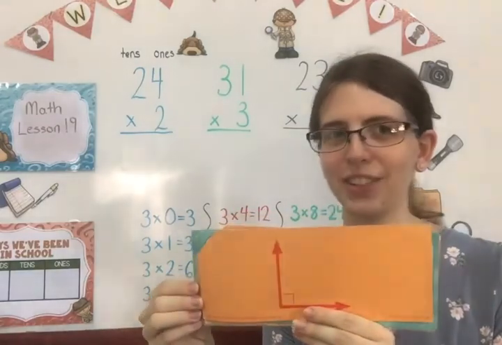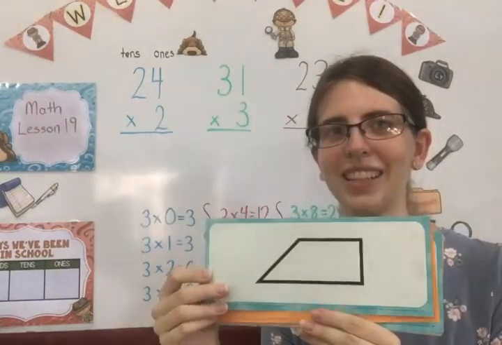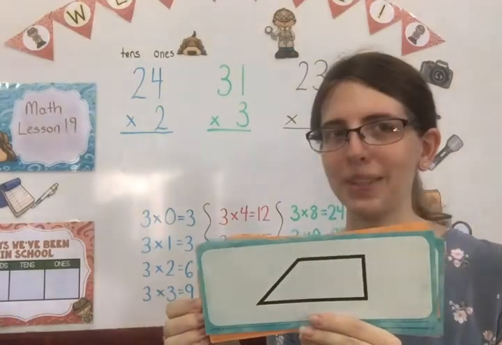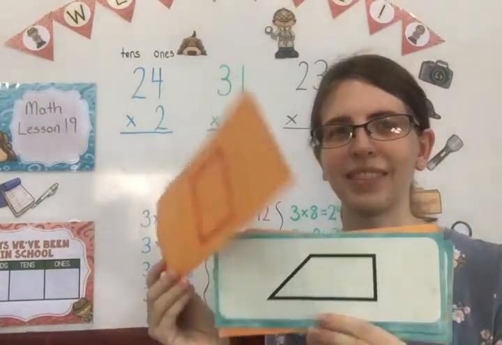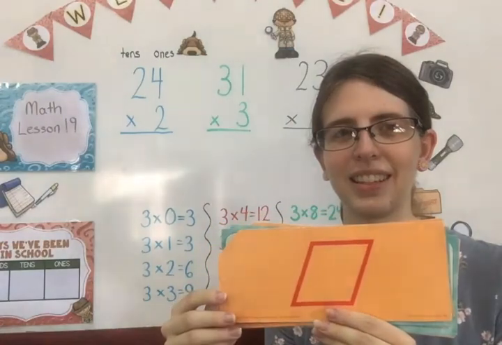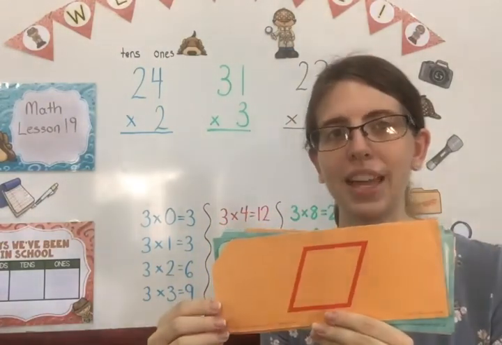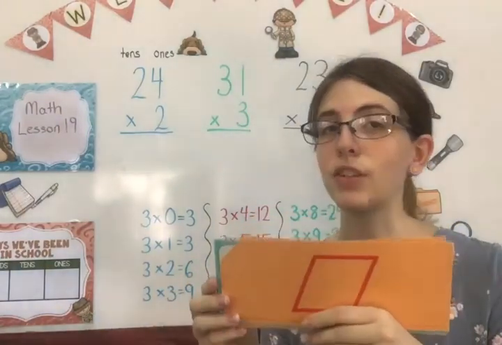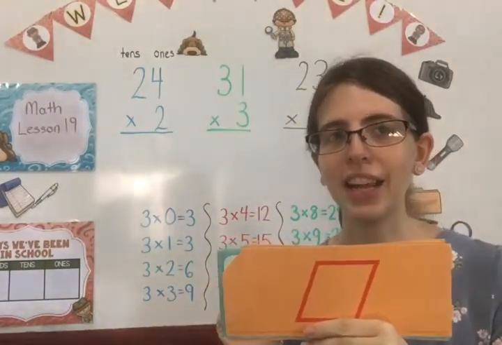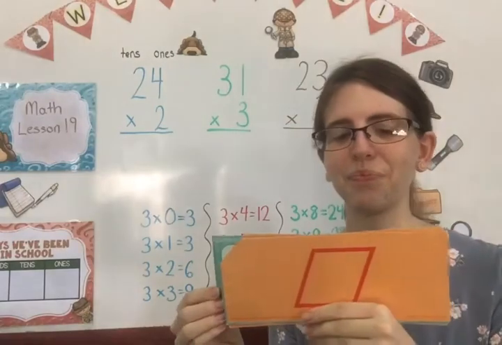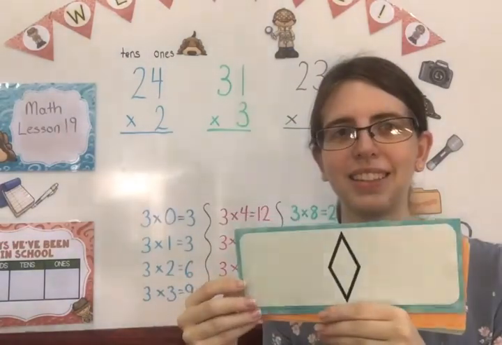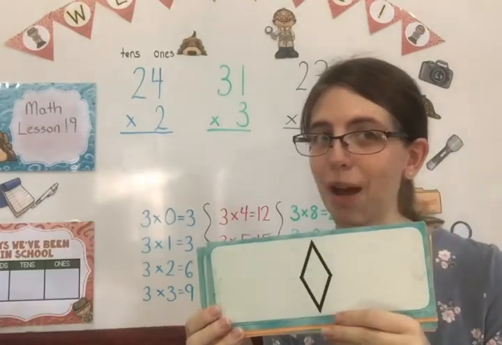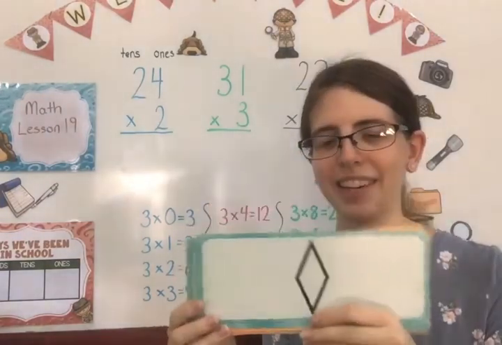Right angle. Remember this one? Trapezoid. Rhombus, or if you were thinking diamond, I'll accept diamond. If you need to pause to try to think of the answer, that's okay too. Diamond. You could also say rhombus if you turned it over on that side.